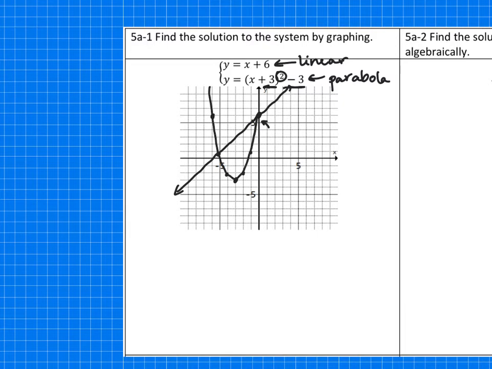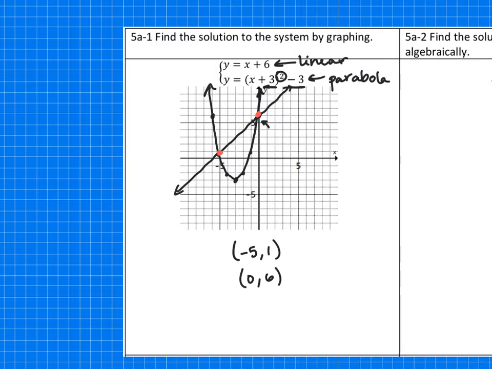Now, important thing to note, I am not done at this point. All I've done is graph two things. What I do need to do is write my solution points, which are right here and right here. So those two points are -5, 1 and 0, 6.